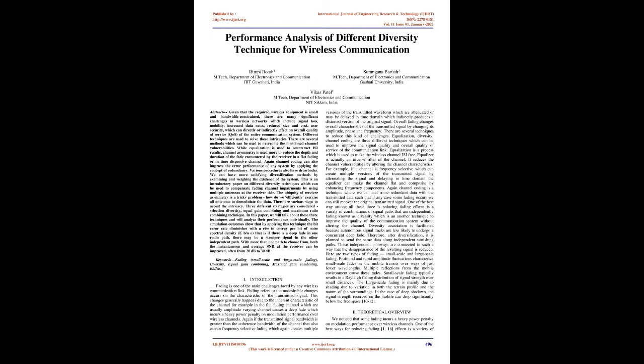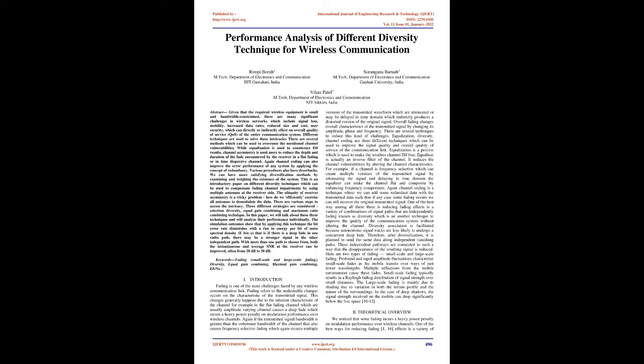For example, if a channel is frequency selective, which can create multiple versions of the transmitted signal by attenuating the signal and delaying it in the time domain, the equalizer can make the channel flat and composite by enhancing frequency components. Again, channel coding is a technique where we can add some redundant data to the transmitted data such that if in any case some fading occurs, we can still recover the original transmitted signal.